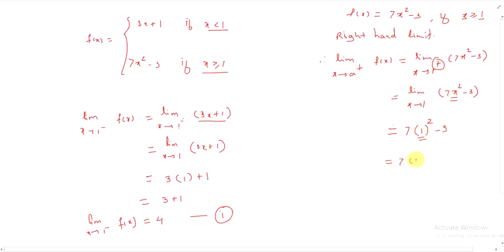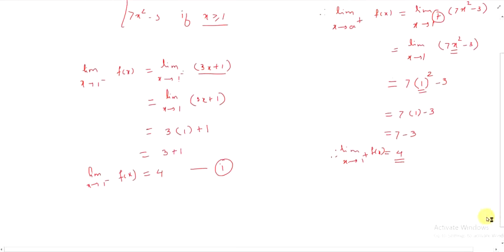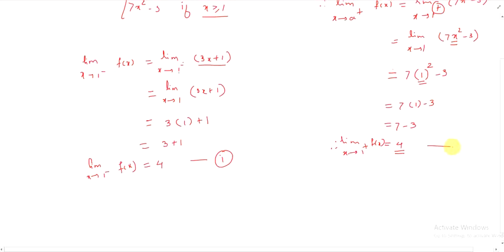So 7 minus 3, that is 4, that is, limit x tends to 1 plus of f(x) is equal to 4. Say it is equation number 2, isn't it? Therefore here, from equation first and from equation second we can conclude that, what can we conclude here?